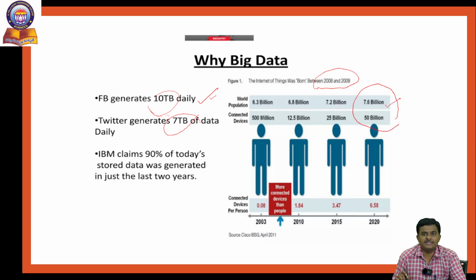So here are some examples. World population is 7.6 billion as per 2020, and connected devices are 50 billion devices. Okay. Now, IBM claims 90% of today's stored data was generated in the last 2 years. As per IBM analysis, whatever data is available today has been generated in the past few years only.